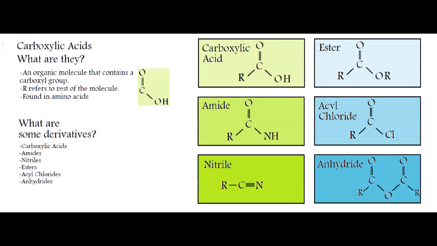And the last one we're going to do is the anhydride. So think of an as meaning not, hydride referring to hydrogen. So this one has no hydrogen. And it actually has what looks like a mirror image appearance, and it's got two double bonded oxygens to two carbons and two R's.